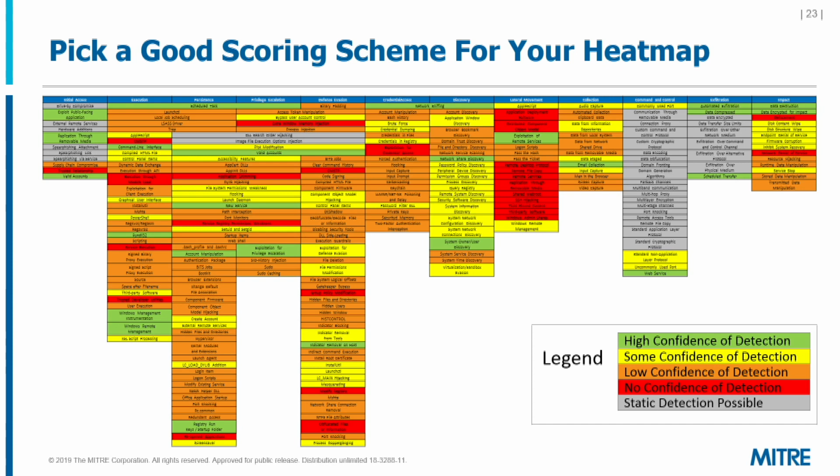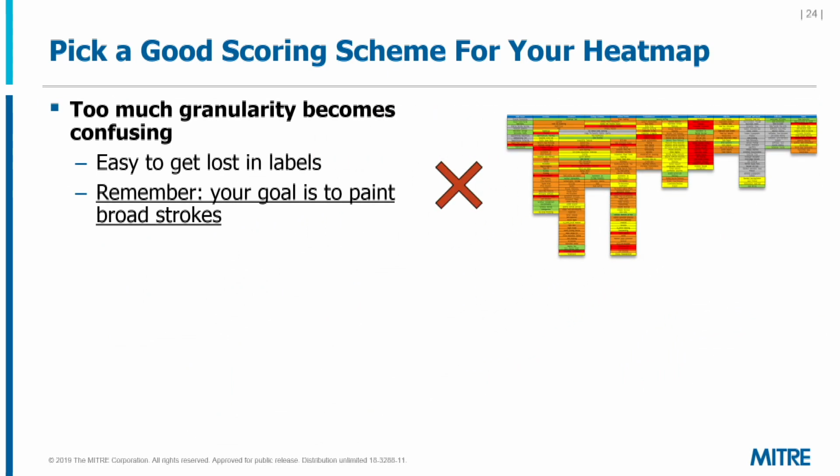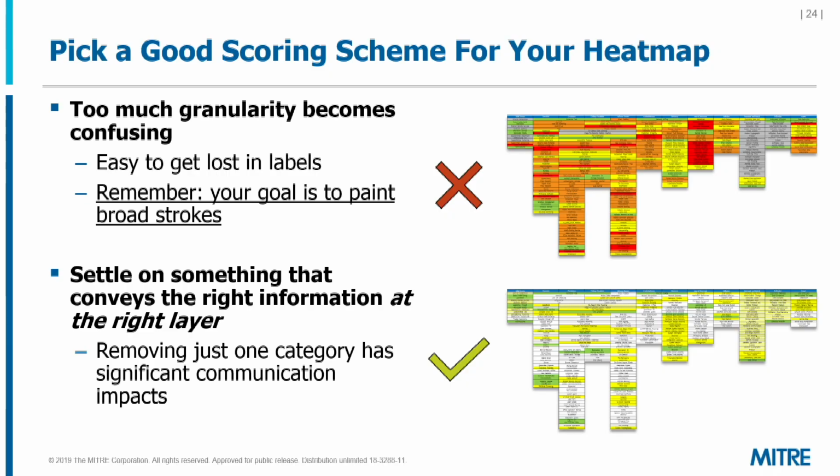This made a lot of sense to me, and when I looked at it from a scientific perspective, I thought this was great. But the more I talked to people about this chart, it was really bad. No one liked it. It was too much granularity. The color scheme was weird. Everything was just off with this. Really, if the goal for an ATT&CK-based SOC assessment, at least as a third-party assessor, is to paint broad strokes, something like this is maybe helpful for certain people, but for others, it's really not what you're looking for. Instead, settling on something that conveys the right information at the right layer is of critical importance.